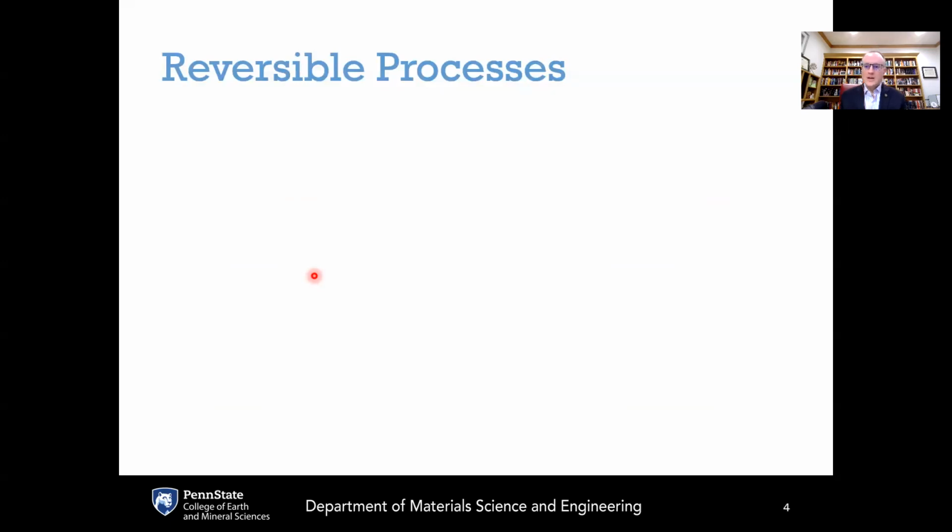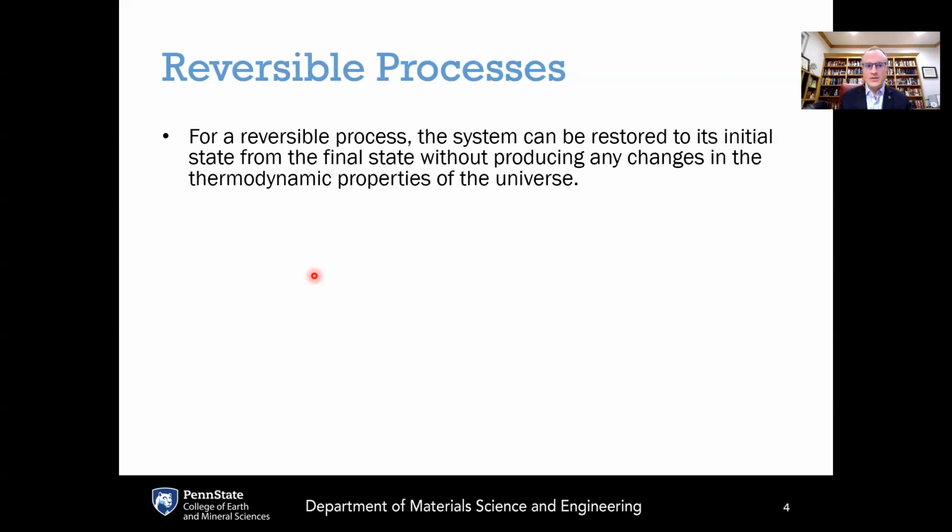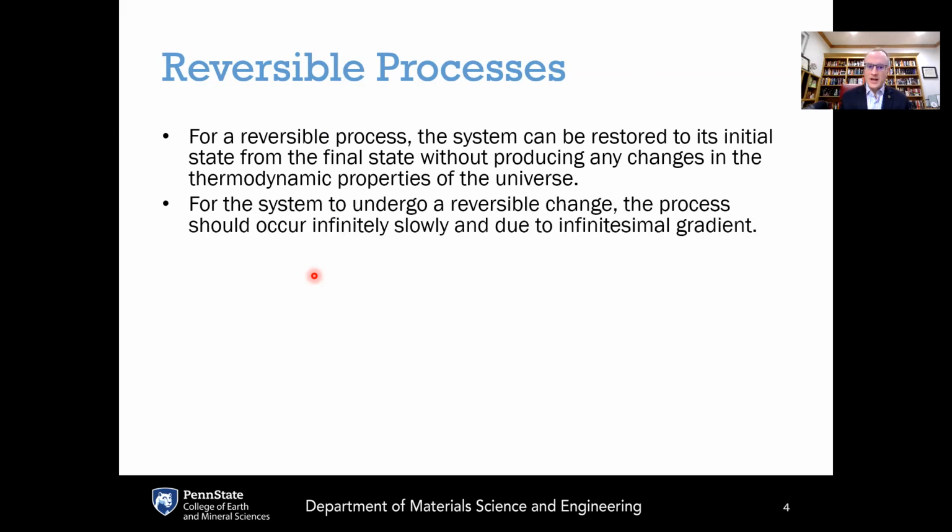Now, another way that we can classify thermodynamic processes is whether they are reversible or non-reversible or irreversible. So reversible processes are the ones that are most often studied in thermodynamics. For a reversible process, the system can be restored to its initial state from the final state without producing any changes in the thermodynamic properties of the universe. In other words, a reversible process is one that has an undo button, that if you hit it, you could just go back to where you started, and it's as if nothing ever happened.